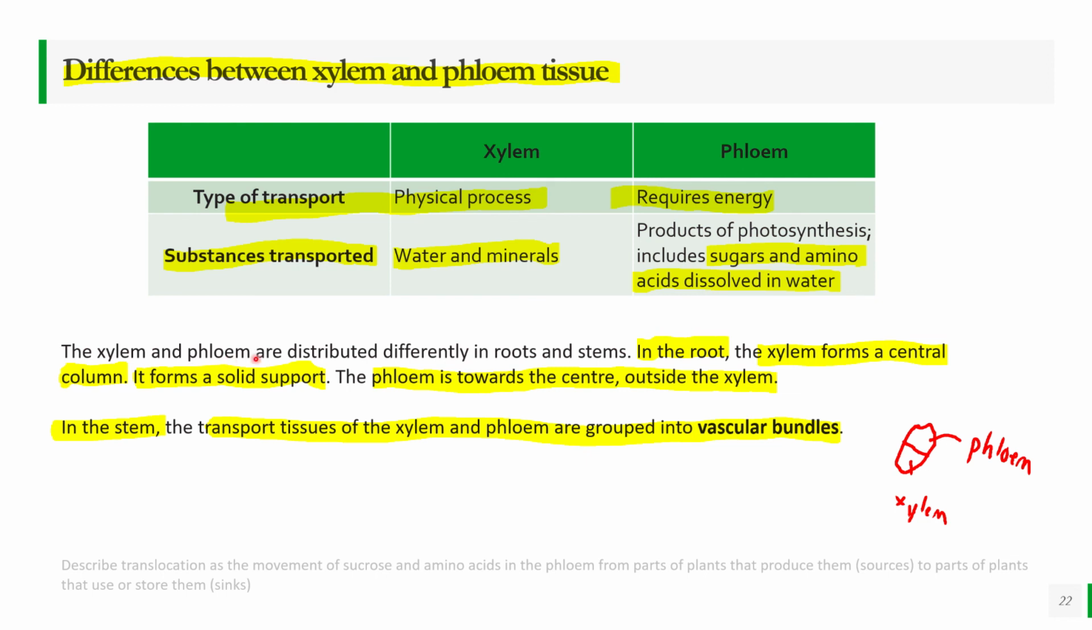Now, the xylem and phloem are distributed differently in roots and stems. In roots, xylem forms a central column, and then it forms a solid support. Okay, and the phloem will be around it. In the stem, the phloem is towards the center, but it's outside the xylem. So now the xylem is in the middle, and the phloem will be at the side.